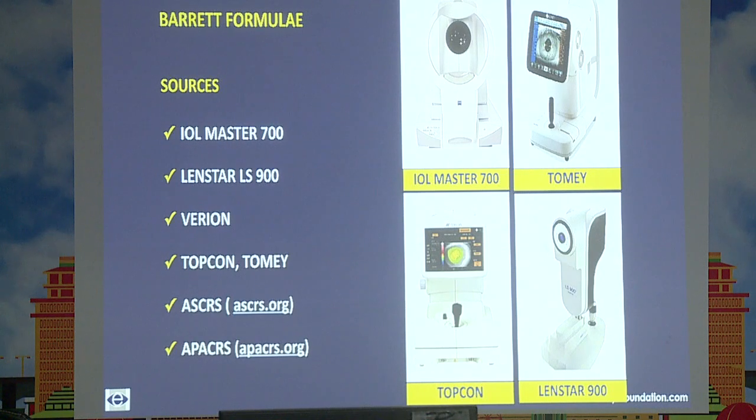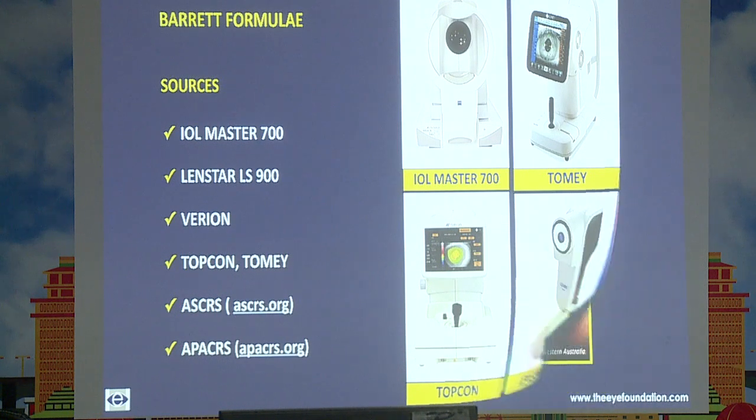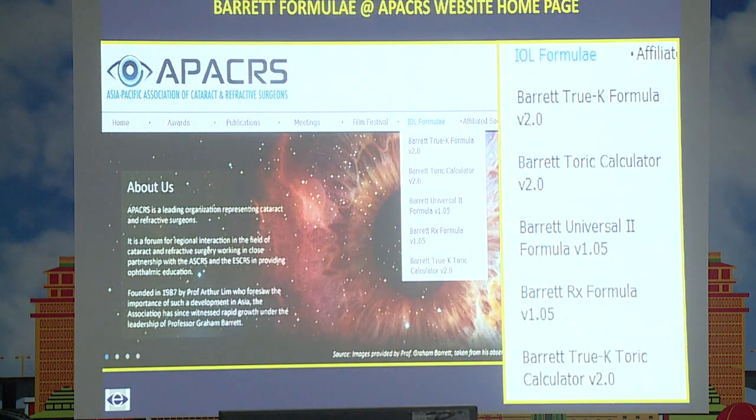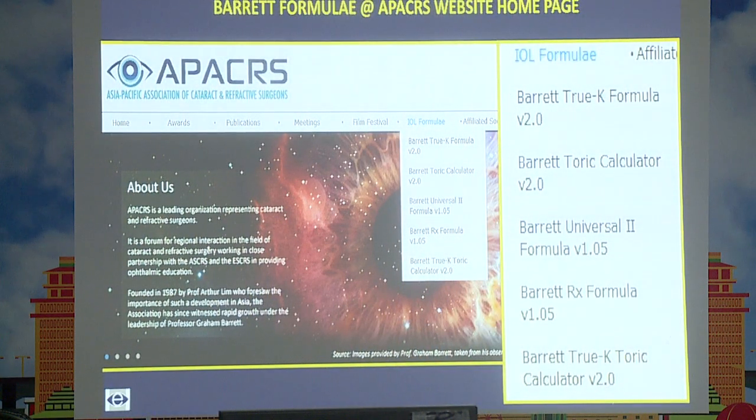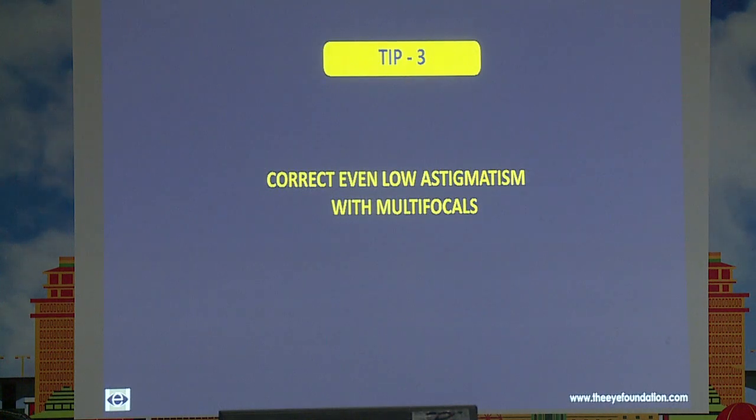Where exactly do you get this Barrett toric formula? There are several different biometers available with these formulae incorporated. But most importantly, even if you don't have access to an optical biometer, you can go to the ASCRS or the APACRS websites, and you have all these formulae accessible to you. You can get your biometry done with an immersion A-scan. You can do a manual keratometry, but then you can have the benefits of these modern formulae to exactly calculate the IOL power that has to go in.